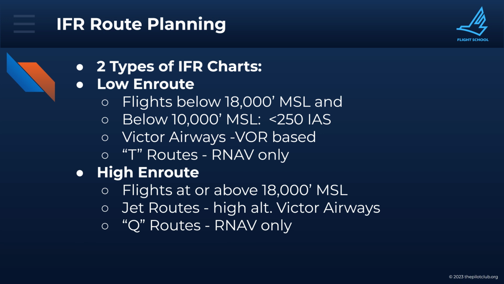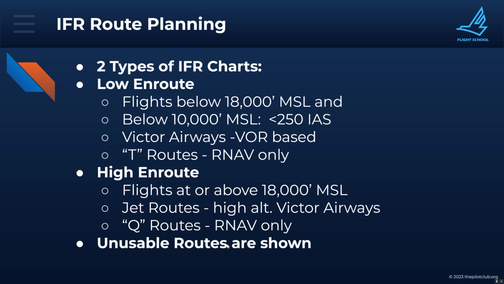So just remember low and high. Low is for slower aircraft, less than 18,000 feet MSL, and below 10,000 you have the speed restriction that you have to fly less than 250 indicated airspeed. High en route has no airspeed restriction, and that's for 18,000 feet MSL and above. So all of your commercial aircraft are going to fly at that altitude. They can fly either the jet routes, which are VOR to VOR, or the Q routes, which are RNAV only.